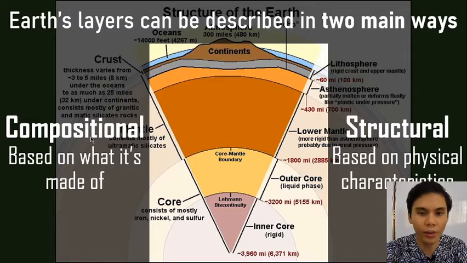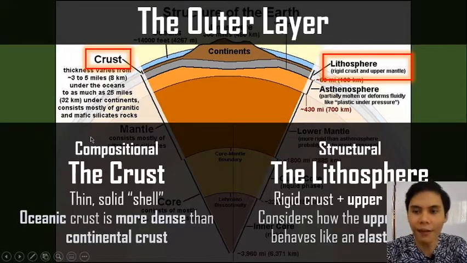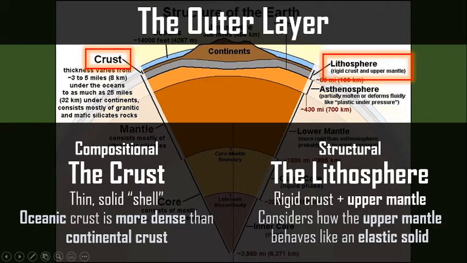Alright, so let's go through this one by one. Let's get rid of my face. So the outer layer of the Earth, we have the crust. For the compositional description, we have the crust. It's the thin, solid shell. So if we think of the Earth as an egg, it's the eggshell. Now your crust is made up of oceanic crust and continental crust. Your oceanic crust is more dense than the continental crust. On the other hand, your lithosphere is the layer of the Earth, the structural layer of the Earth, that is made up of things that are rigid.